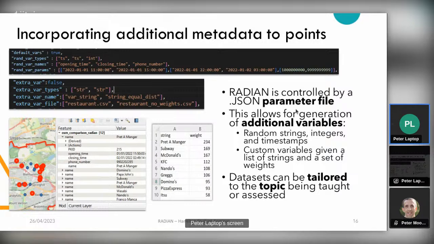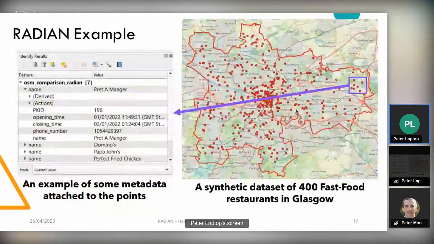But in addition, each of these has an opening time, a closing time, a phone number, and then obviously the name. So again, this adds a little bit more realism to the data. Can hopefully get that bit more engagement when using students.